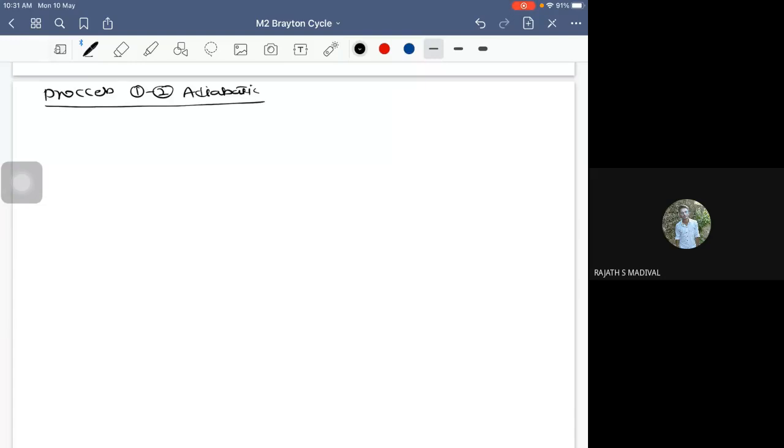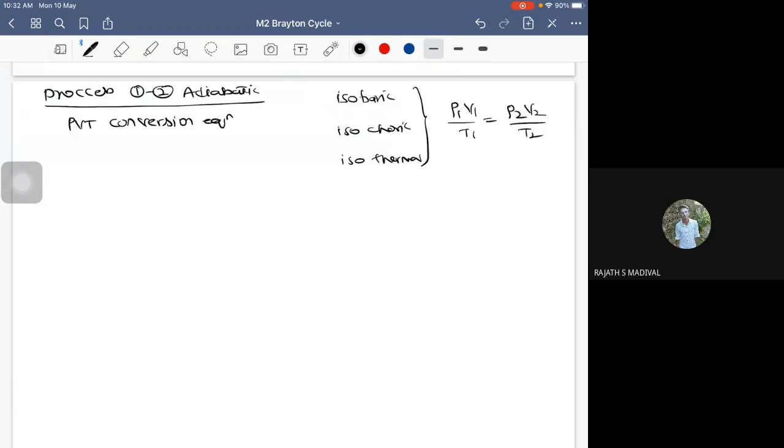In this particular process, can you give me what is the PVT conversion equation? For the adiabatic process from process 1 to 2, the PVT conversion equation, anyone? So remember, I would just revise this. Isobaric, isochoric, isothermal. For all these three processes, the PVT conversion equation from process 1 to 2 is P1 V1 by T1 is equal to P2 V2 by T2. So this is the PVT conversion equation for all these three processes.